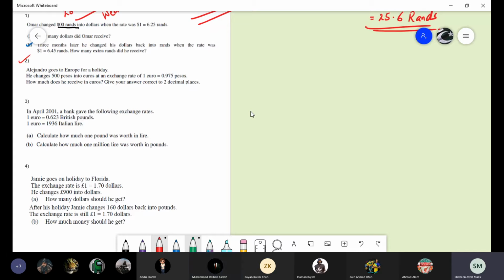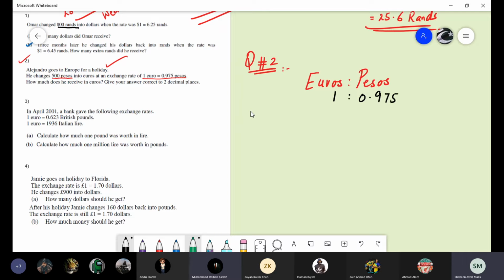Alejandro went to Europe for a holiday, so he changed 500 pesos into euros, and the currency rate is given. You just have to see how much he receives in euros. So what will be the heading for this? Euro ratio pesos. Then €1 ratio 0.975.